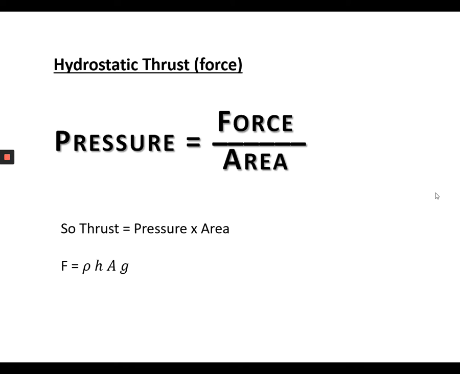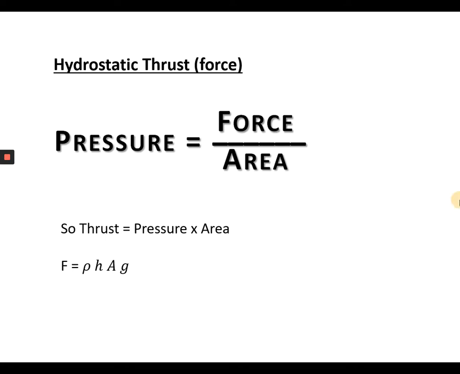G is 9.81, and H we put as half the height of the water. So that's important to remember. You can easily forget that by the time of the exam. So that's the key thing to remember. H is half of the height.